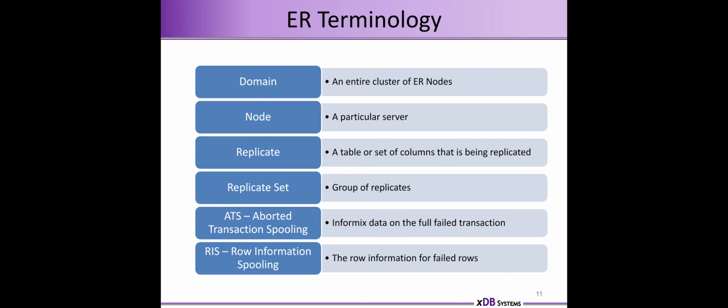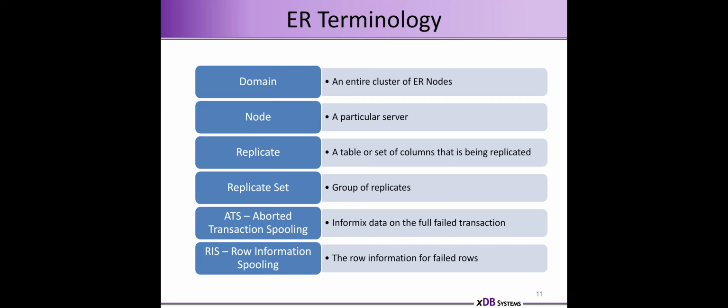A node is an individual server. There's a couple of different types we'll talk about. A replicate is a table or a set of columns that are being replicated. So anytime we say replicate, it is whatever level that we have defined. A replicate set is a feature that you can go in and actually group a bunch of replicates together. So if you need to say, I want to stop or start all the replicates for this server of this type, you can do that with one command rather than needing to issue it for each.